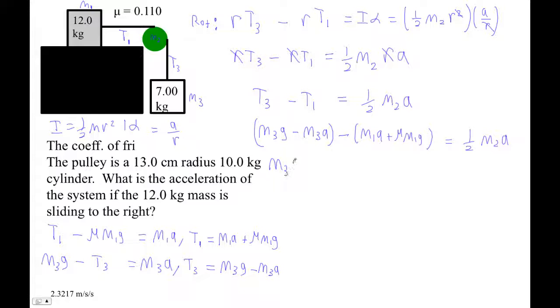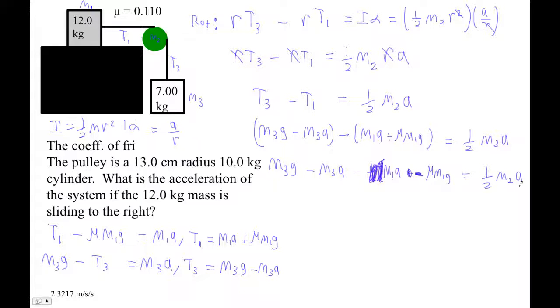So we've got m3g minus m1a plus mu m1g minus 1/2 m2a. I'm making a mess of this, and I don't have an eraser. All I did was get rid of the parentheses, at least once I figured out that's what I was doing. It's m3g minus m3a minus m1a minus this term, right?